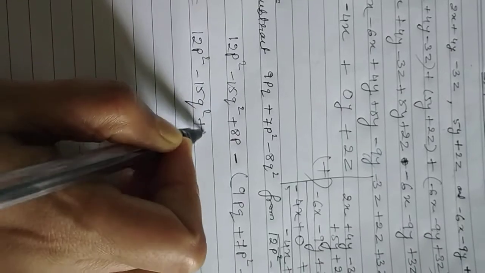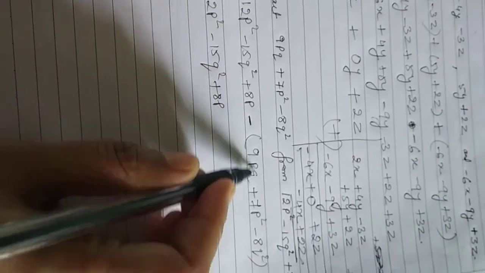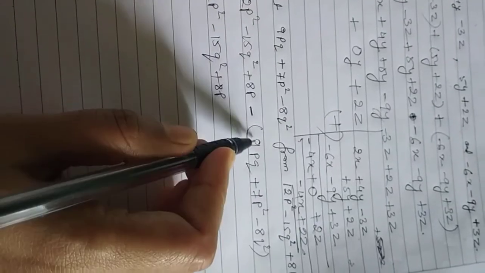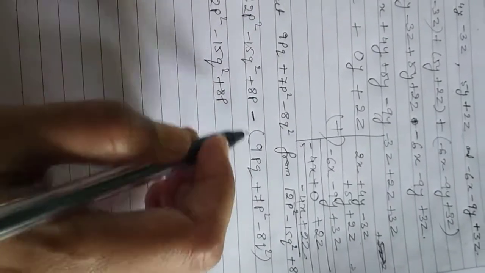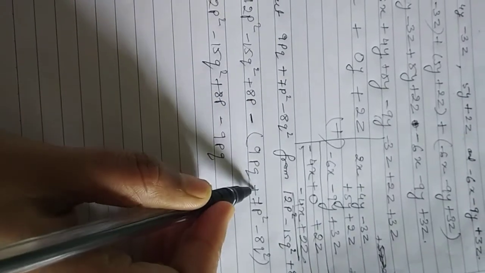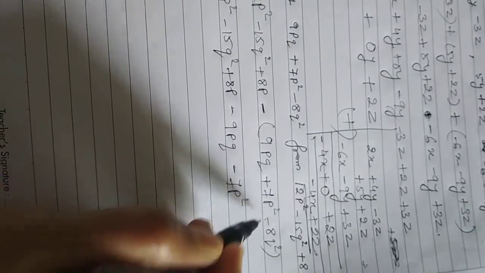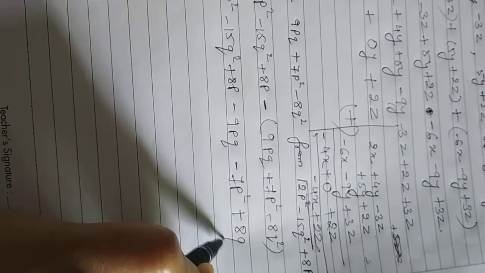Minus sign, now you are going to remove this bracket, so all the signs will change. This is plus, so it will become minus. Minus plus minus 9pq. This is plus, it will become minus 7p square. This is minus, it will become plus 8q square.